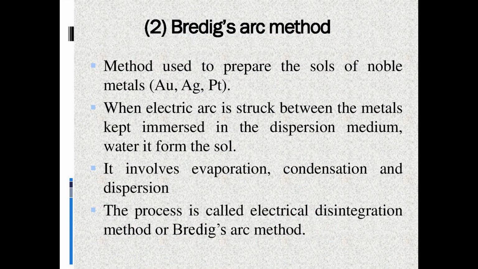This method involves three main processes like evaporation, condensation and dispersion. When an electric arc is struck, the metal changes into vapor. These vapors are in contact with cold water, so it condenses. When evaporation and condensation occur simultaneously, it results in the dispersion of the particles and the sol is formed.